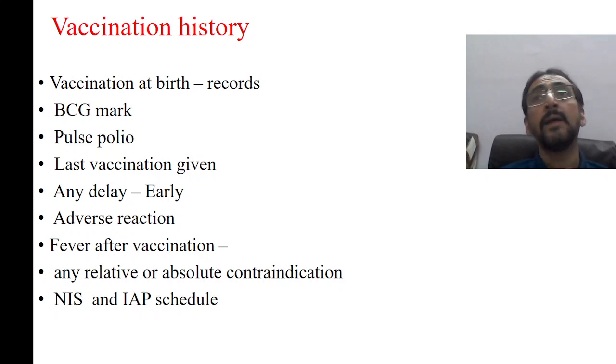Then many times the parents are confused between the national immunization schedule and the IAP schedule. They have some differences. In the IAP schedule we have many vaccines. In the national immunization schedule we have very few vaccines. At least we should ensure that everybody follows the national immunization schedule, and those who need can go for the IAP schedule also. So which particular schedule they are following has to be identified in the vaccination history.